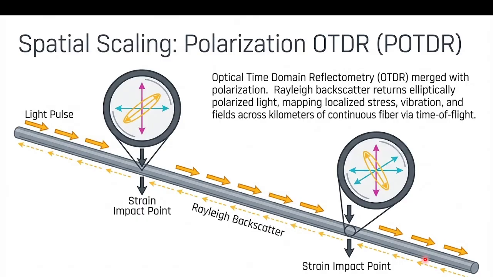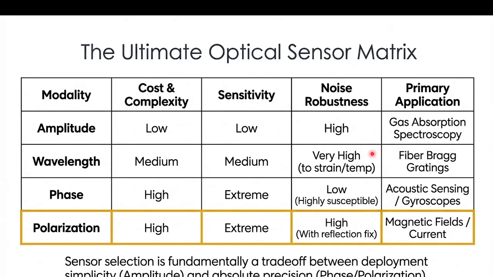At the same time, the Rayleigh backscatter light also propagates backward, and at the strain point there will be a polarization difference. This place has the strain impact point and has elliptical polarization in some other random direction, which does not match with this particular point, where the strain impact point has another polarization.